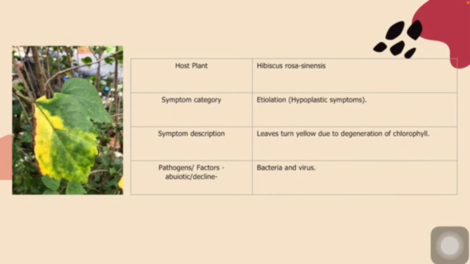Then, Hibiscus rosa-sinensis. The symptoms category is etiolation. The symptoms are from hypoplastic symptoms. The symptom description is leaves turn yellow due to degeneration of chlorophyll. The pathogens are bacteria and virus.